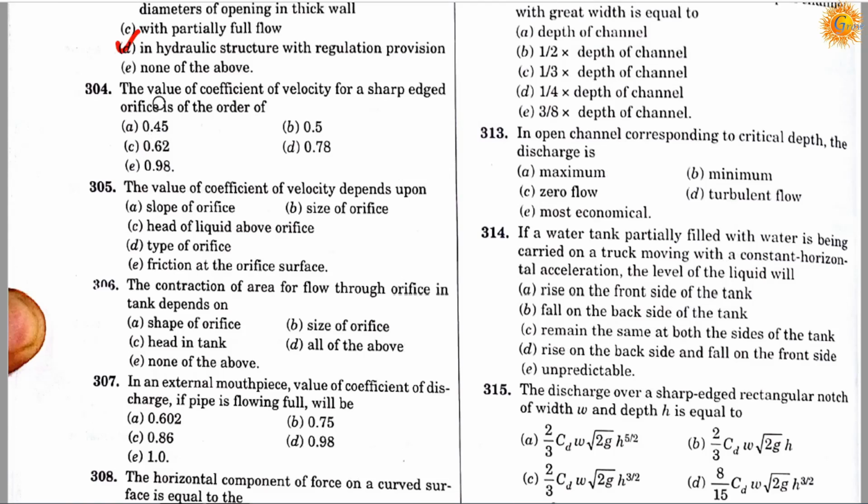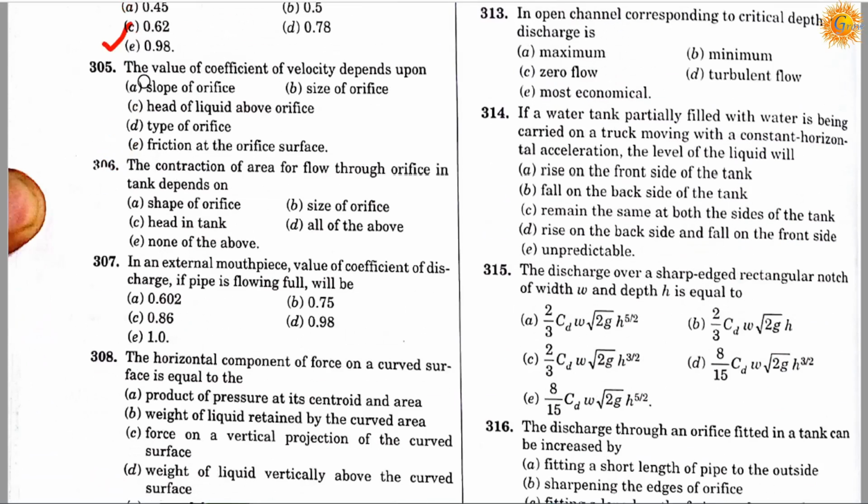Question number 304. The value of coefficient of velocity for a sharp-edged orifice is of the order of: option A, 0.45; option B, 0.5; option C, 0.62; option D, 0.78; and option E, 0.98. So the correct answer is E, 0.98.